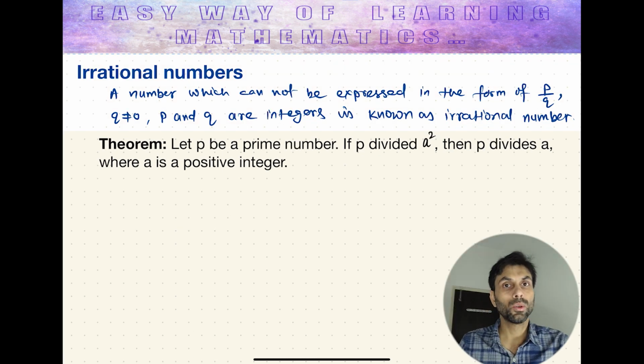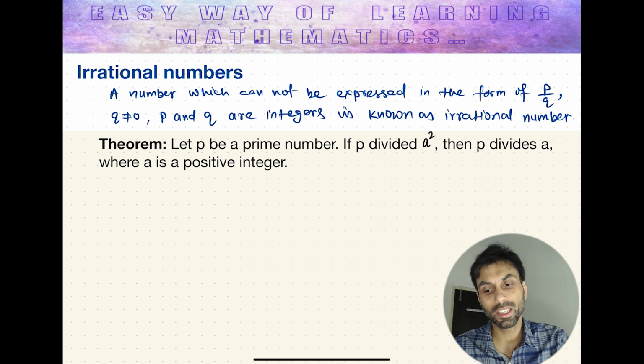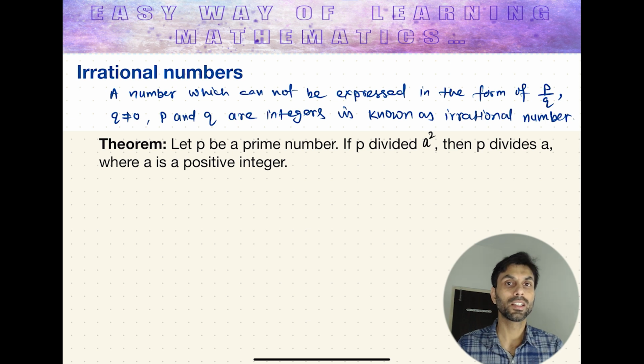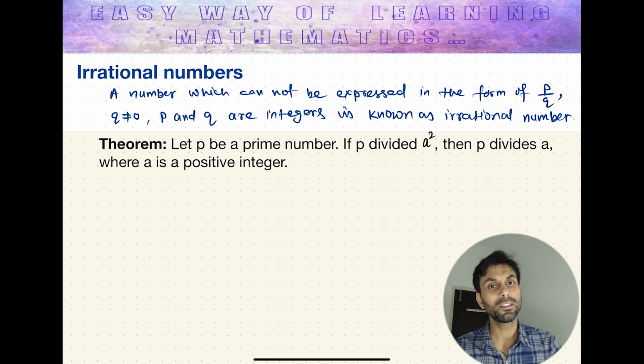Now what we are going to learn here is how we can prove a number is an irrational number. So before we start with that, one important theorem we need to know is this: let p be a prime, and if p divides a square, then p divides a also, where a is a positive integer. So how are we going to prove it?